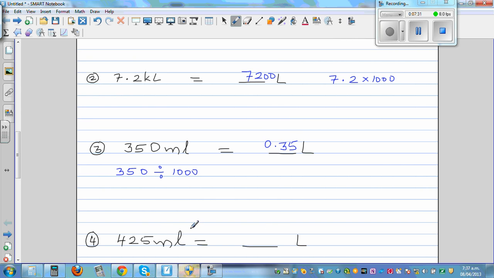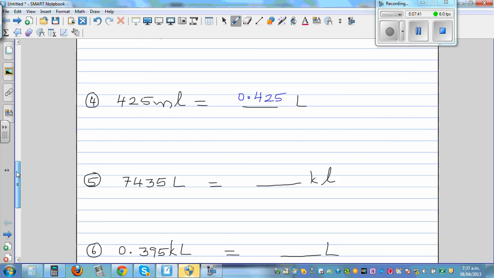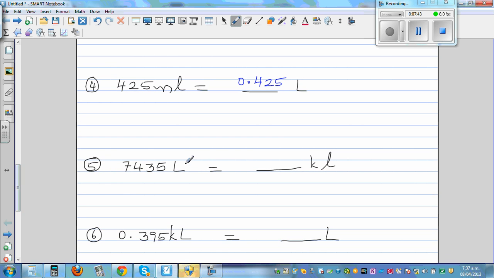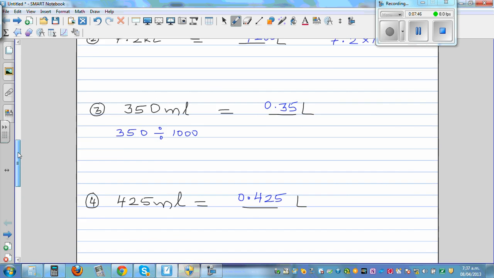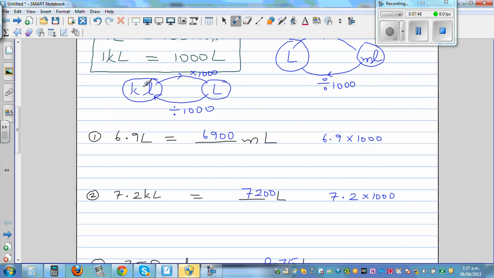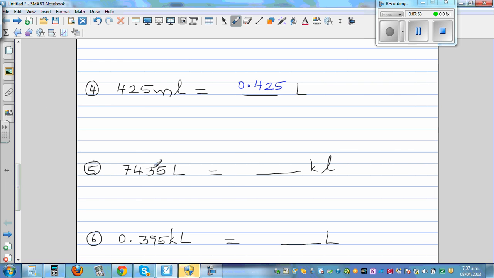Again, from milliliters to liters, what would you do? You divide by 1,000. You can use a calculator. The answer would be 0.425 liters. From liters to kiloliters, let's go back to the chart. What are you going to do? You're dividing by 1,000. If you divide this by 1,000, it will be 7.435 kiloliters.